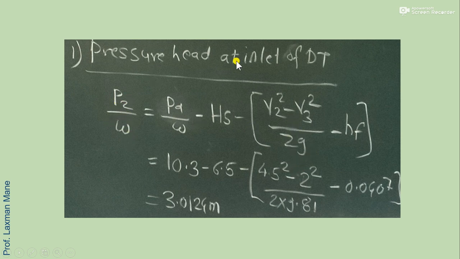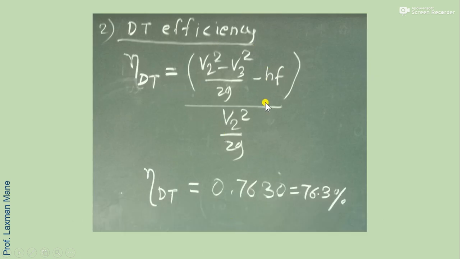This is a pressure head at the exit of runner, means inlet of draft tube. This formula we have seen in theory, and as we are taking absolute pressure value for the atmospheric pressure, here we can put the values over here. We get pressure head, that is also absolute value at the inlet of draft tube. Draft tube efficiency: already we have calculated velocities in the last slide. We can put them over here and we can get draft tube efficiency.